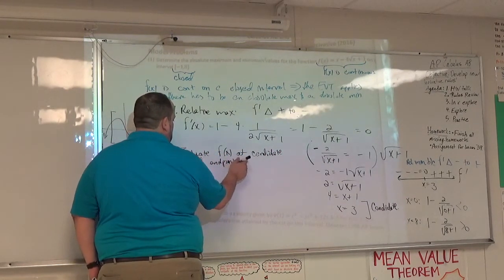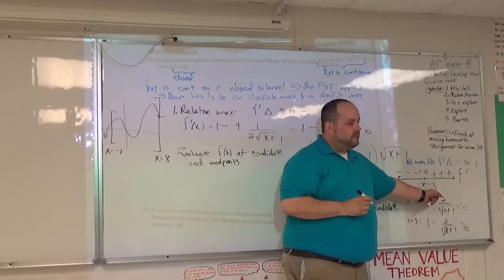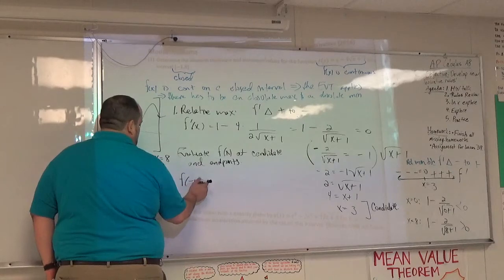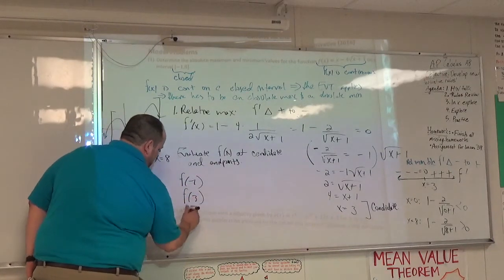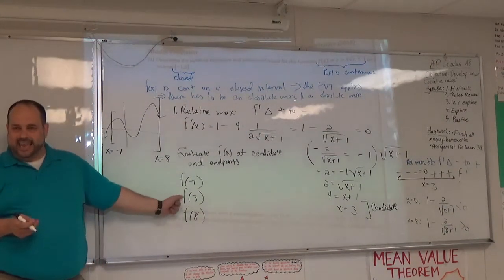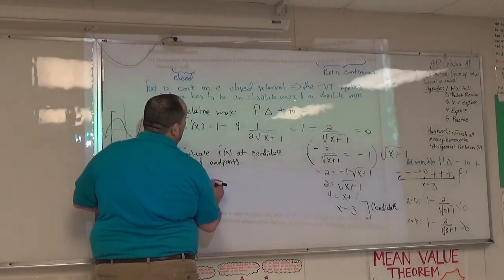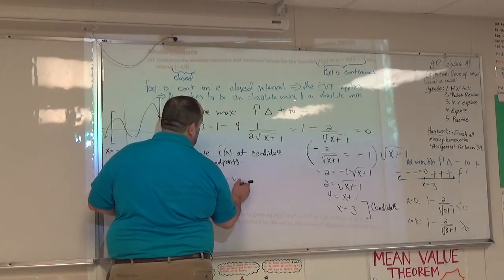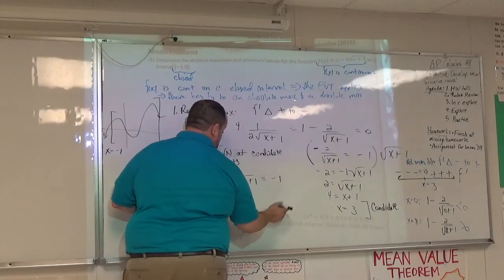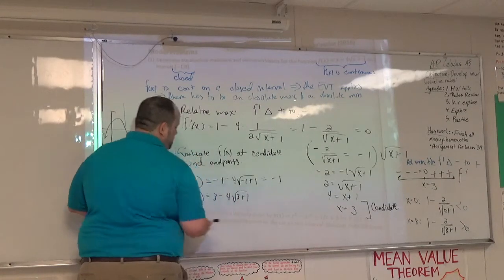Because what we know is this. There's only one place where the derivative is equal to 0. There's only one place where I have a relative extrema. What I need to do is evaluate the function f at -1, at 3, and at 8. We're going to evaluate the function at the candidate and at the endpoints. F of -1, well, what is that? That's going to be -1 minus 4 times the square root of -1 plus 1. What is that? -1. F of 3 is 3 minus 4 times the square root of 3 plus 1.